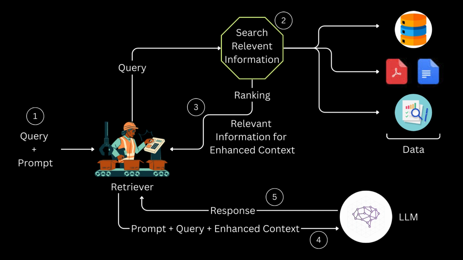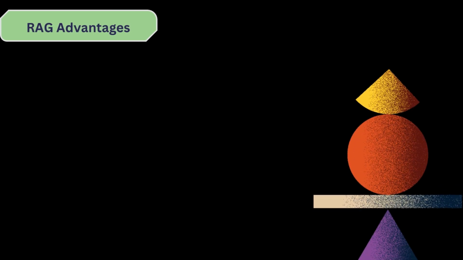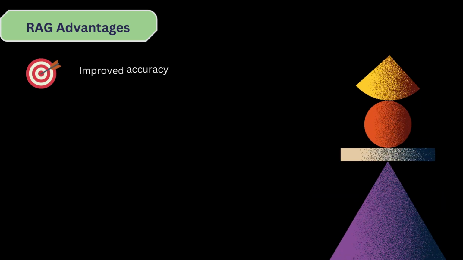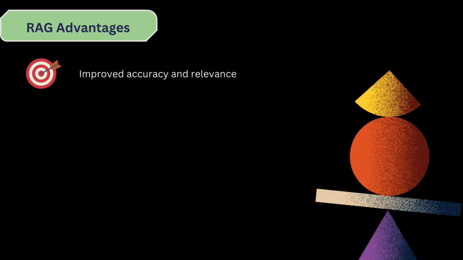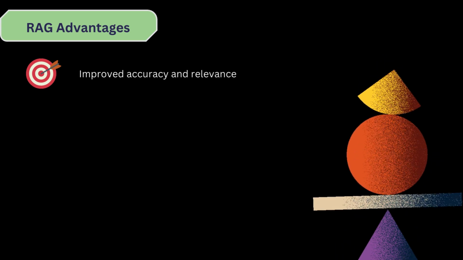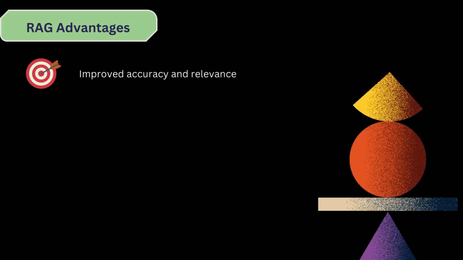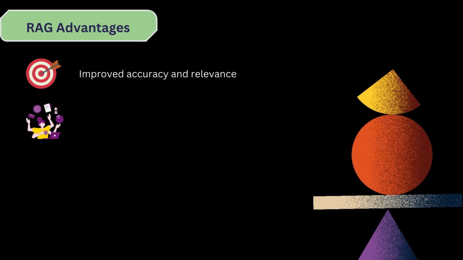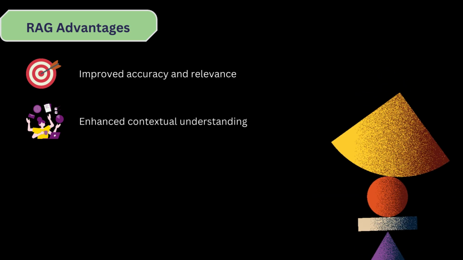RAG offers several key advantages over traditional natural language generation and information retrieval systems. First, improved accuracy and relevance. By integrating real-time information retrieval, RAG systems can generate responses that are grounded in the latest available data, ensuring greater accuracy and relevance. Second, enhanced contextual understanding.